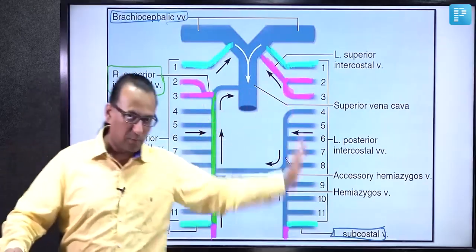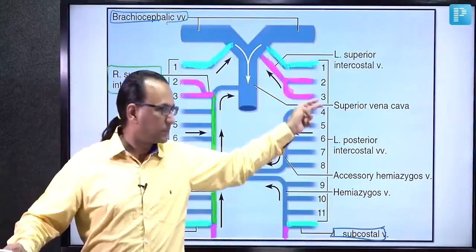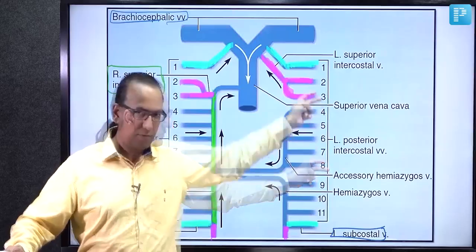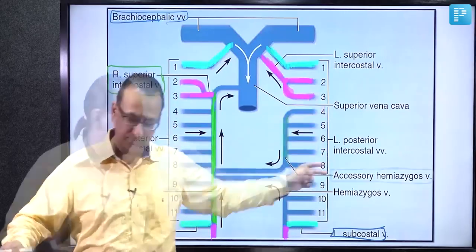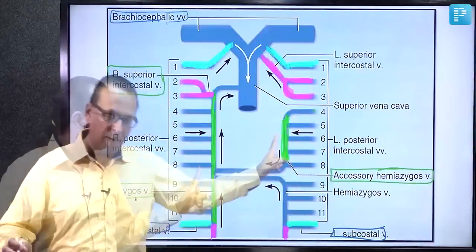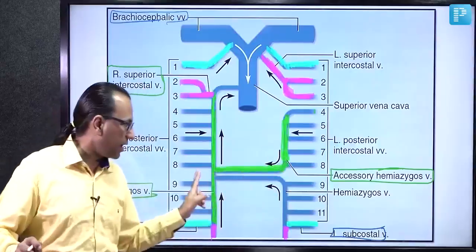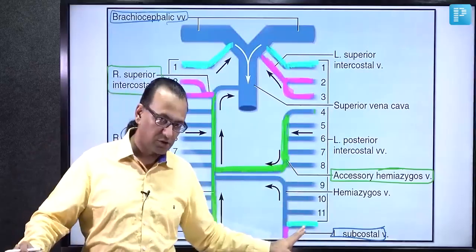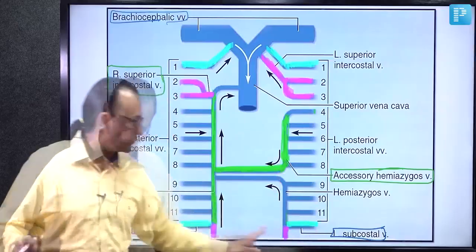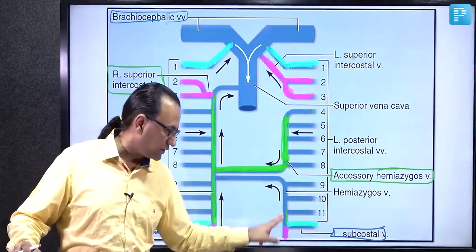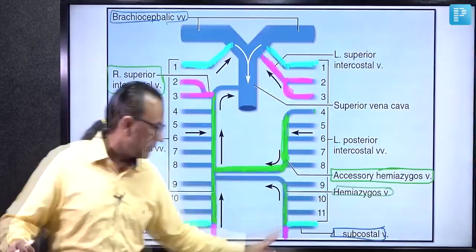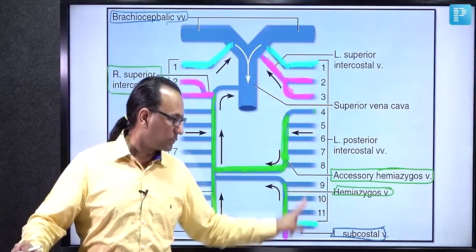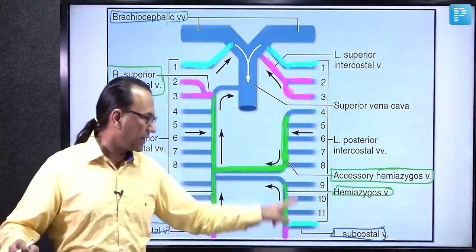And what about the hemiazygous veins? Now the upper intercostal spaces, which are 4, 5, 6, 7, 8, are drained by the accessory hemiazygous vein, which will then turn and drain into the azygous vein, passing behind the heart at vertebra T8. Similarly, the lower intercostal spaces drain into the hemiazygous vein, which is formed at the junction of the subcostal and ascending lumbar vein. And this hemiazygous vein, which drains the lower intercostal spaces, also drains into the azygous vein.